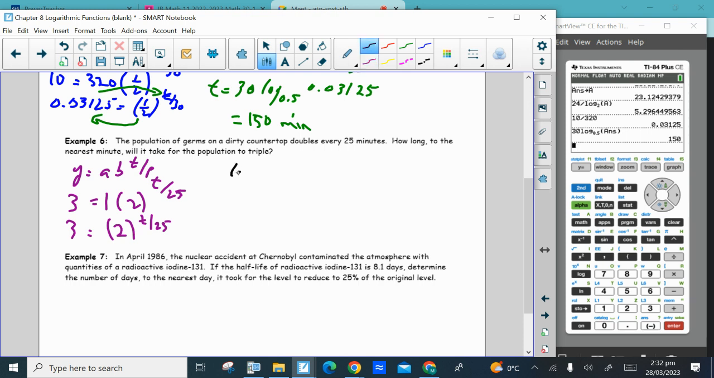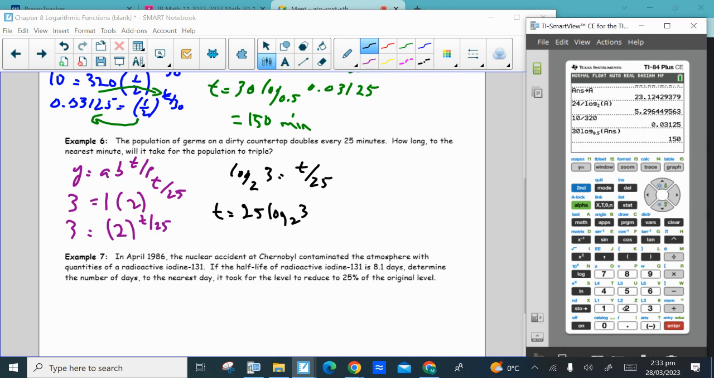So if we convert from exponential to logarithmic, it'll be log base 2 of 3 equals t over 25. And then we would multiply both sides by 25 to get t by itself. So 25 times log base 2 of 3. So to the nearest minute, it would be 40 minutes.